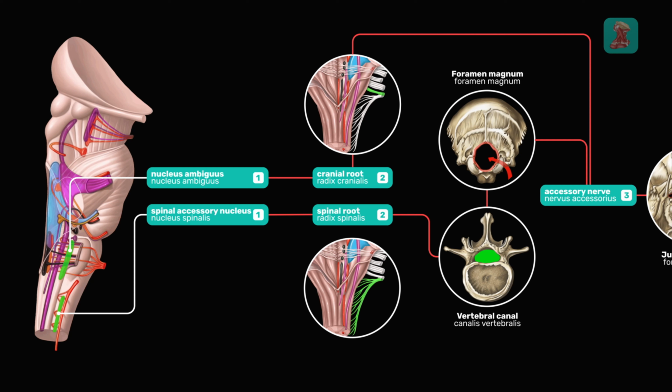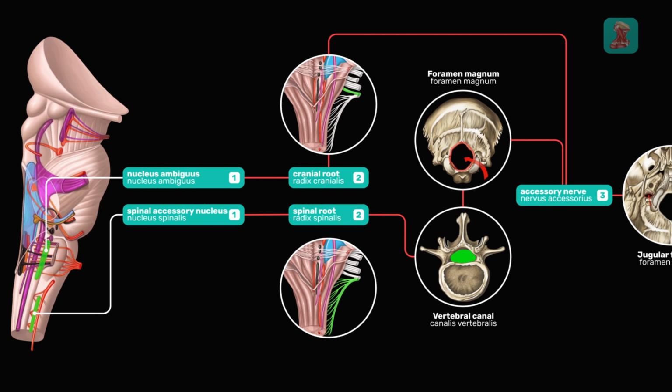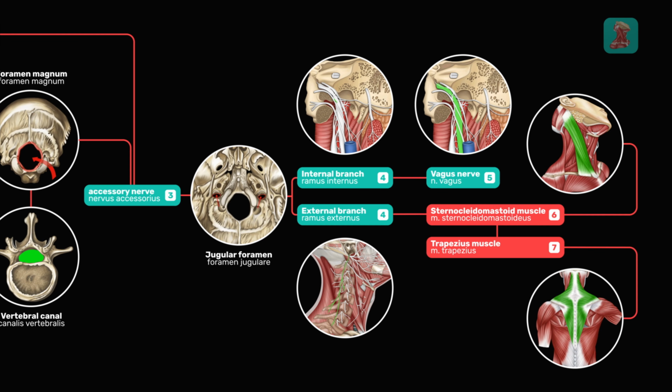As the spinal accessory nerve, it enters the cranial cavity through the foramen magnum and merges with the cranial root to form the common trunk of the accessory nerve. The accessory nerve exits the cranial cavity through the jugular foramen, heading to the sternocleidomastoid and trapezius muscles. The accessory nerve provides motor innervation to these muscles.